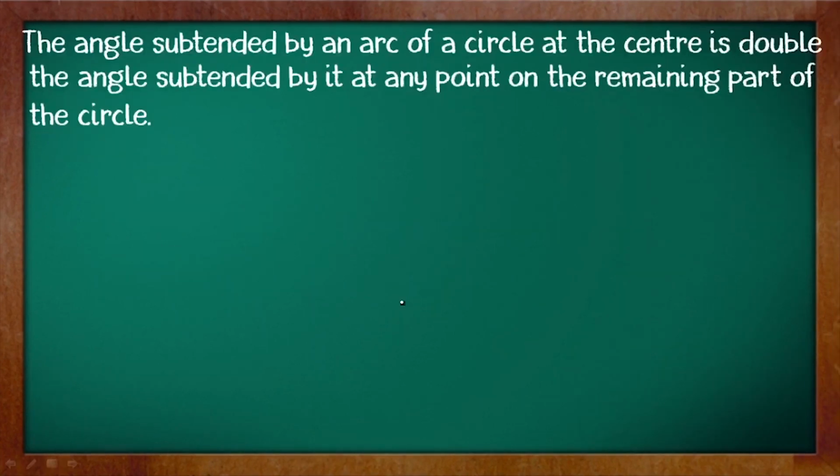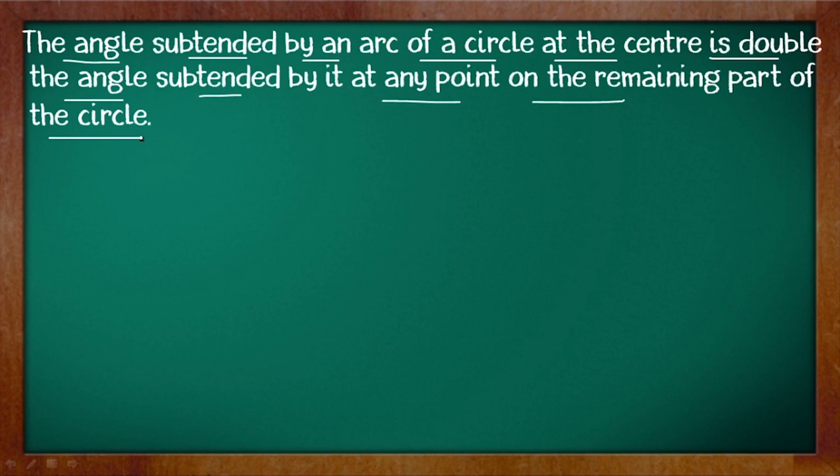So let us first see the statement of the theorem with the help of which we will try to solve our problems. The statement says that the angle subtended by an arc of a circle at the center is double the angle subtended by it at any point on the remaining part of the circle.